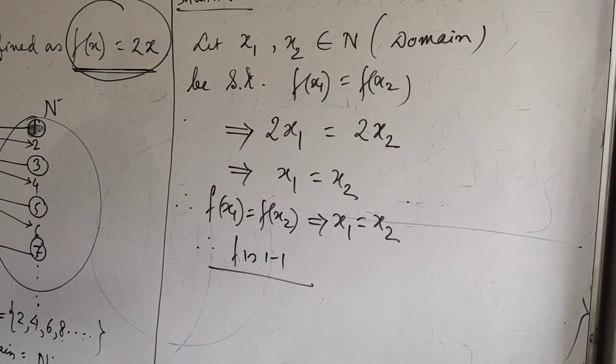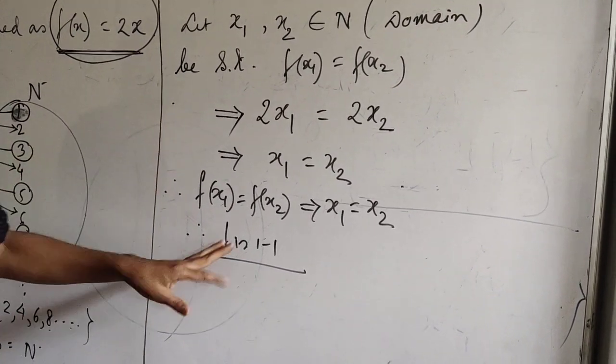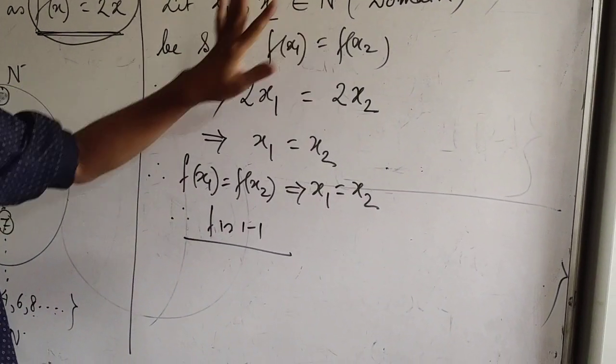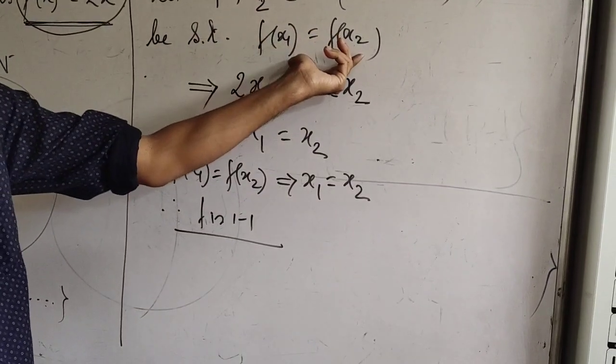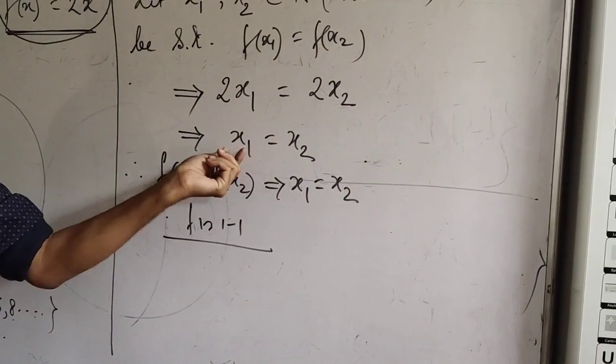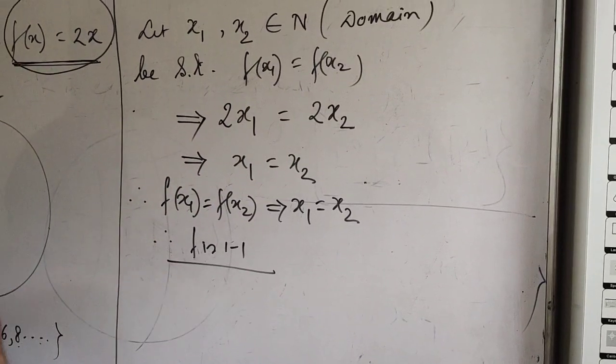I think you have understood how we can establish that the function is one-one. We have taken two elements from the domain, assuming that these two elements have the same images. We have proved that the elements are the same, that is, the function is one-one.